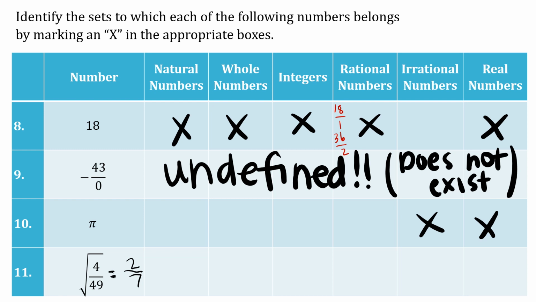All right, so it's not a natural number, it's not a whole number, it's not an integer, because those three sets aren't allowed to have fraction or decimal parts. But it is a rational number. It's an integer divided by an integer. Apparently I'd planned ahead to write that. Sorry about that. And it is also a real number. Since it reduces to a fraction, an integer over an integer, then it's a rational number and it is a real number.